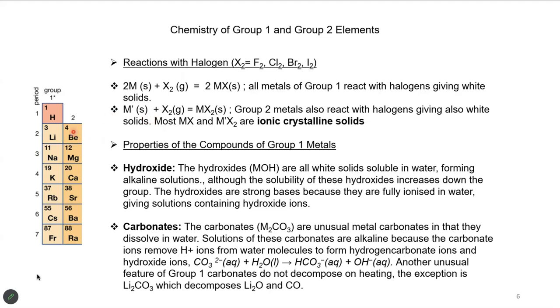Similarly, all alkaline metals react with halogen and give white solids too. And these are ionic crystalline solids. I should discuss one more thing: why we call them alkaline metals and why we call them alkali metals. Because when we react them with water, we get an alkaline solution. That's why it's alkali metal.